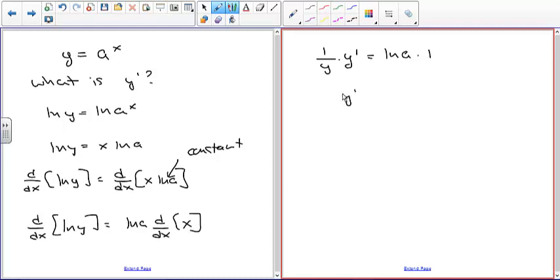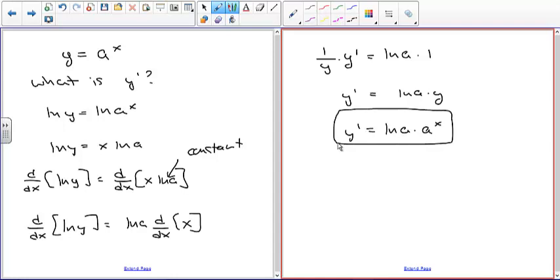You multiply both sides by y. And then you substitute y back in. So that's the formula. Let's just write it out again. So that says the derivative with respect to x of a to the x is just the natural log of a times a to the x.